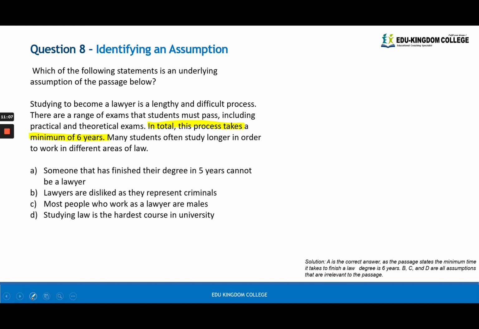What I mean by that, lengthy and difficult, it might depend on the person. Many students, so that means some people don't often study longer and so on. But the process takes a minimum of 6 years is very confident and straightforward, therefore it is a fact. So A is an underlying assumption. A degree in 5 years cannot be a lawyer, because they have specifically stated it was a minimum of 6 years. So that's why A is the answer.